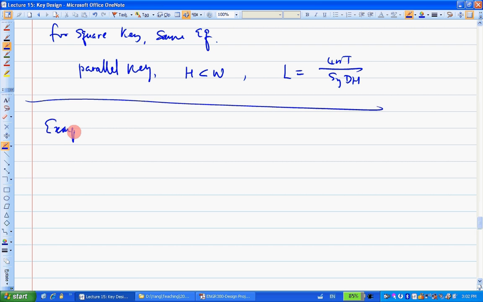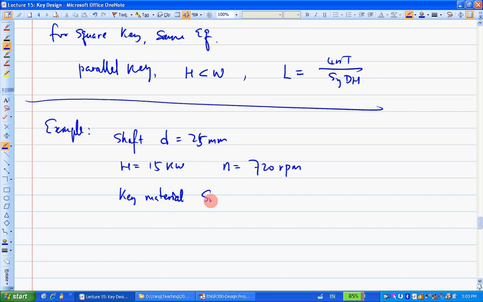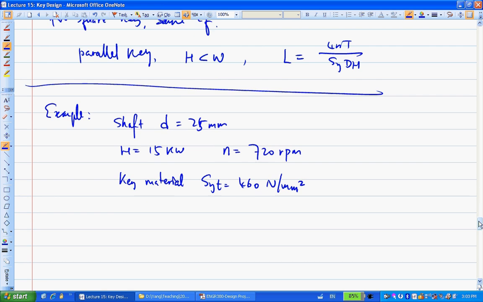So let's take a quick look at an example of a concrete key design problem. After some design, we end up with a shaft diameter of 25 millimeter. The shaft is transmitting a power of 15 kilowatts and rotating at 720 RPM. Now we pick our key material such that SYT is 460 newton per millimeter square, so that's megapascal. We're designing for a safety factor of 3. So what's the proper key size we're going to choose?